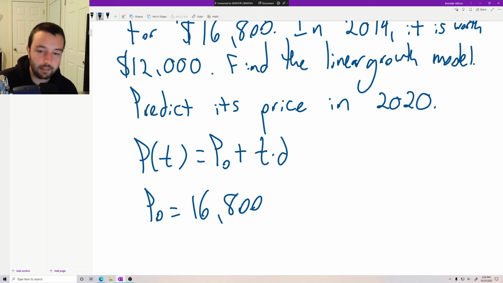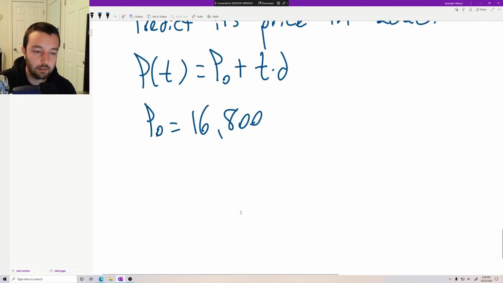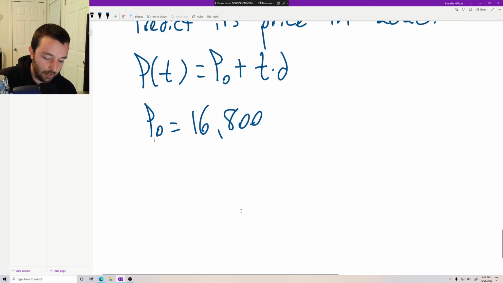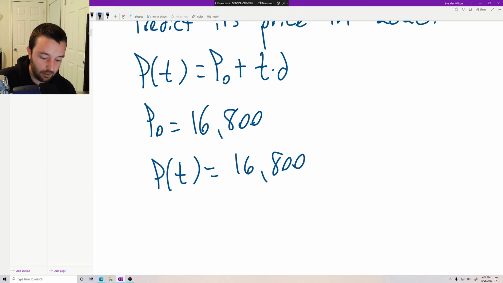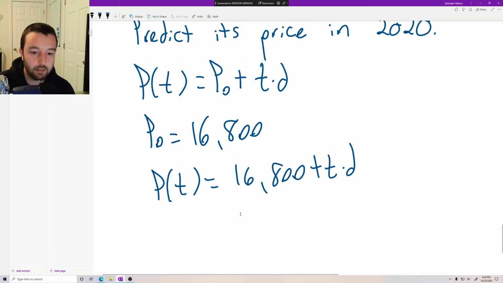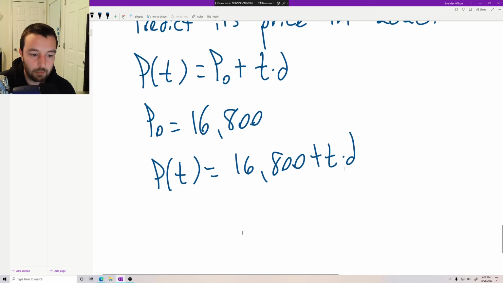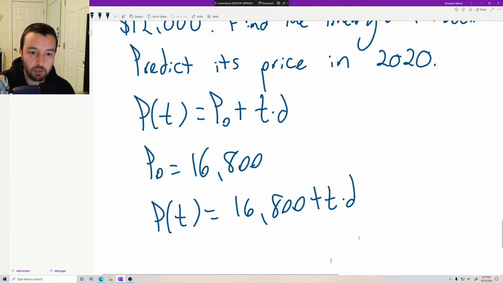And I shouldn't say let's take that as a starting point. It is the starting point, right? Because that's when you bought the car. So it's not that there's a choice there. That means we know P of t is 16,800 plus t times d. By the way, if you're ever wondering, I put this little hanging part off the t to distinguish it from a plus sign. They look pretty similar, but that's how I distinguish between them.